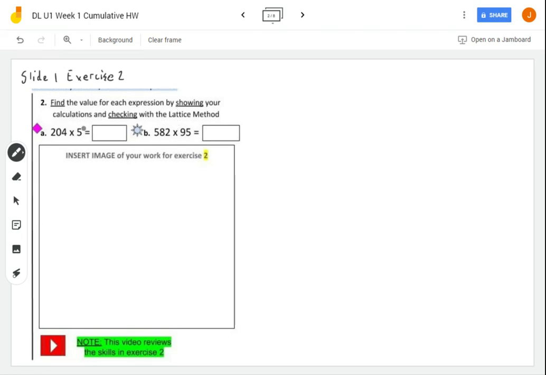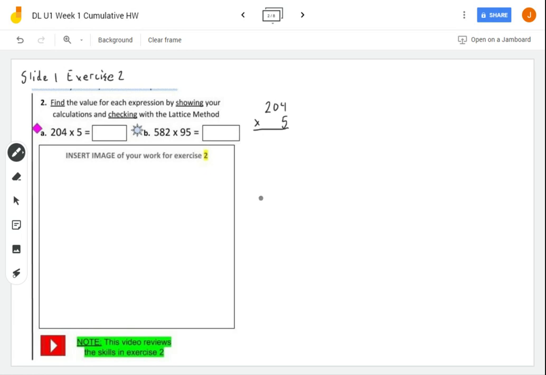204 times 5 means that I have this 5 times. So that would be 204 plus 204 plus 204 plus 204 plus 204. An easier way to show that would be 204 times 5, where I multiply the 5 by each digit to represent that there are 5 of each of them. And then that would give us our answer. Another way to represent this is through lattice method.